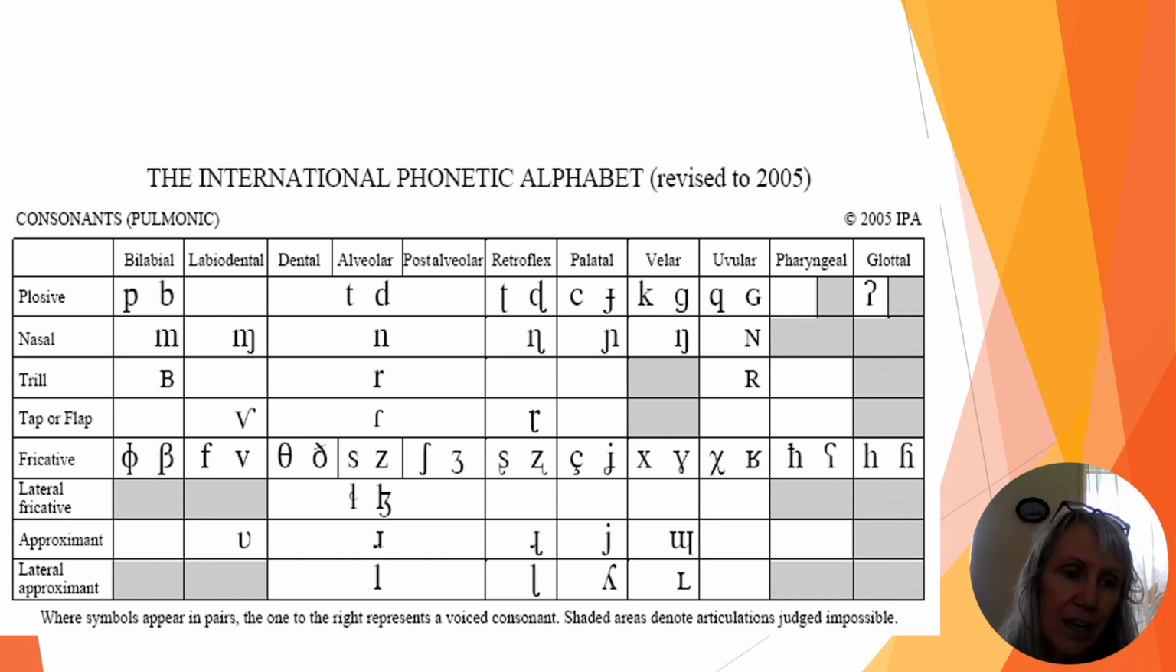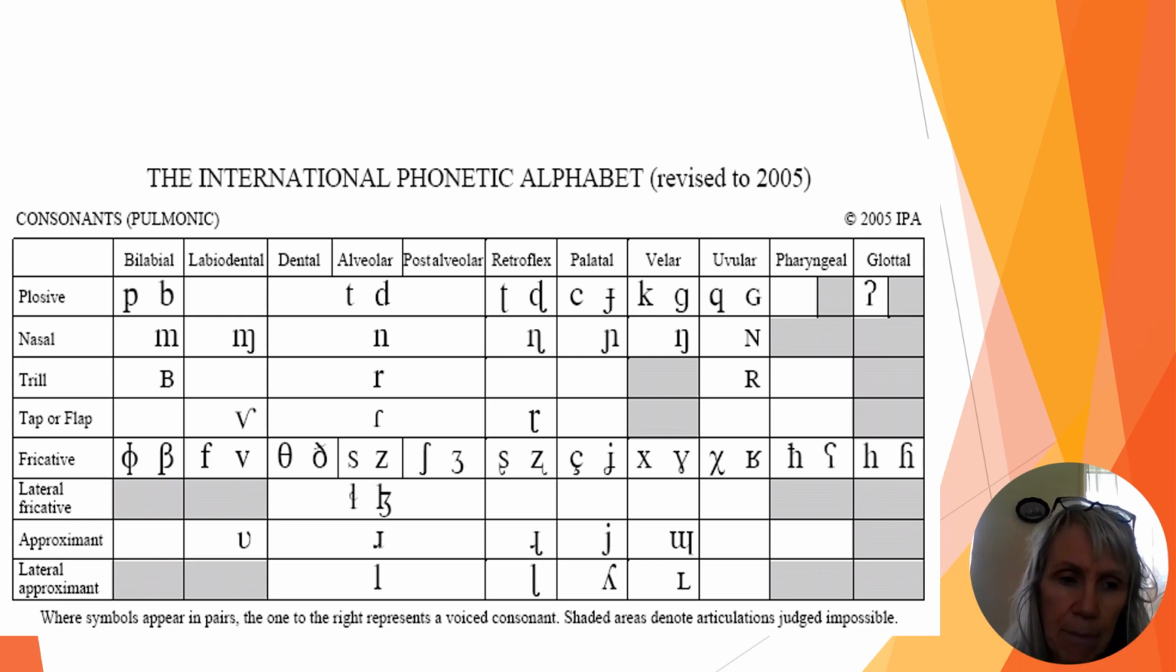If we go down the other end of the chart, like going down from row to row, you will see plosive, how fast the sound comes out. Nasal, referring to the nose. Is there a trill to that sound?